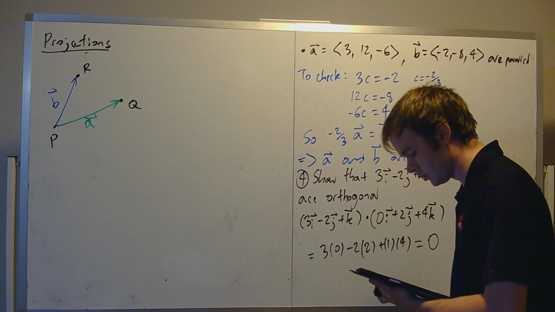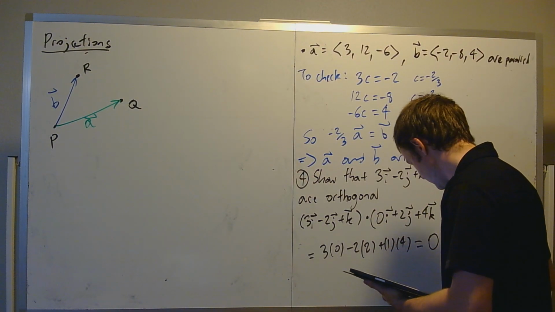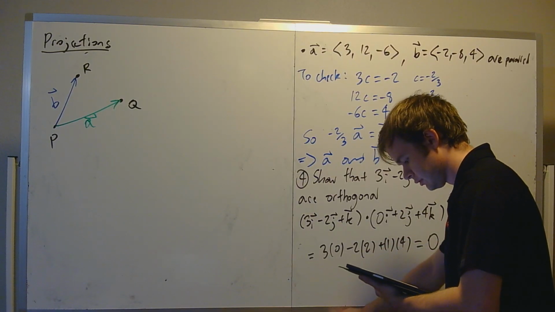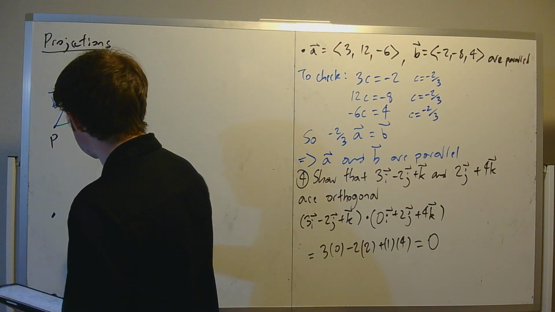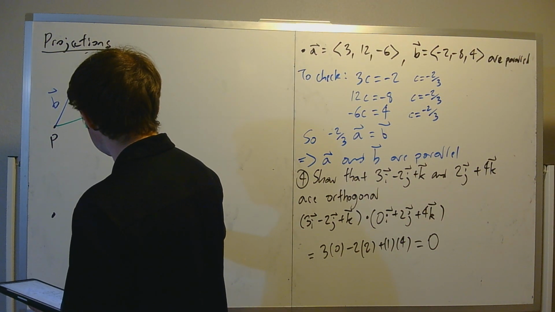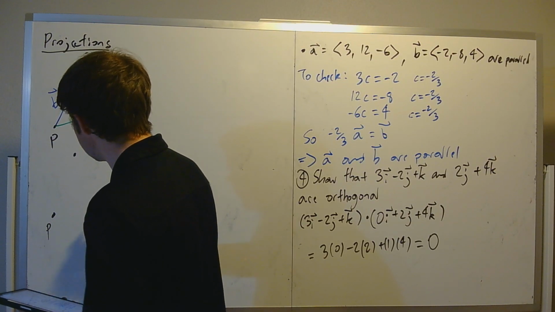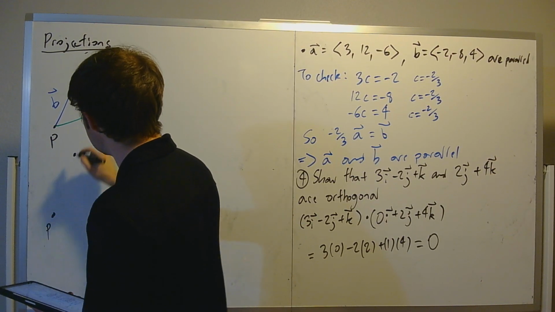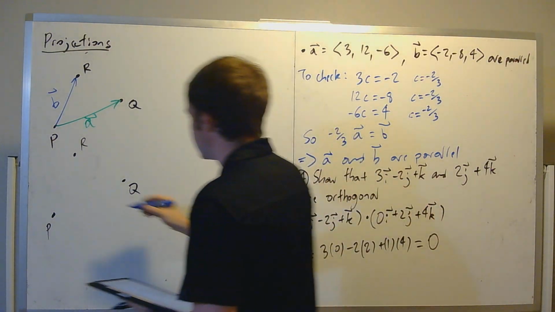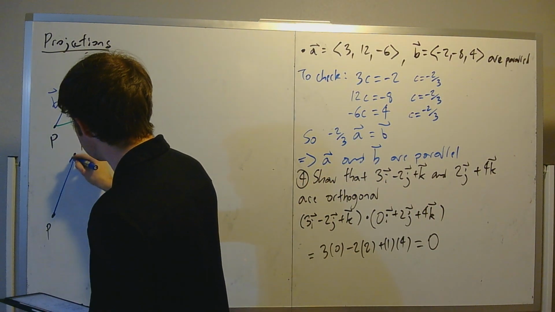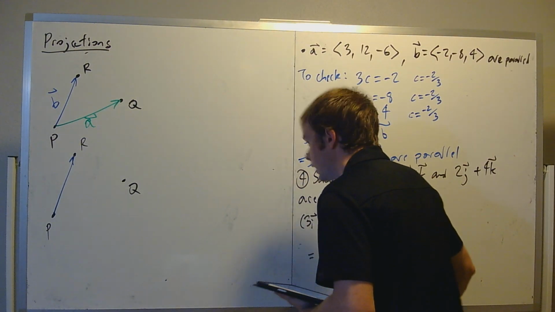So we have to look at what that exactly means. So let me draw another picture here. I'm going to try to redraw the same picture. So this is P, this is Q, and this is R. And remember we had our vectors B, and we had our vector A.